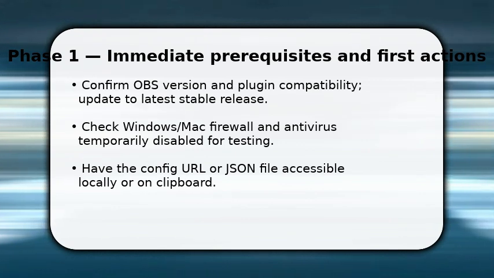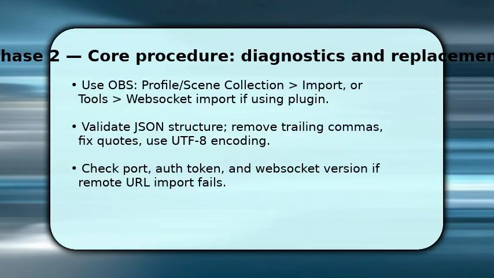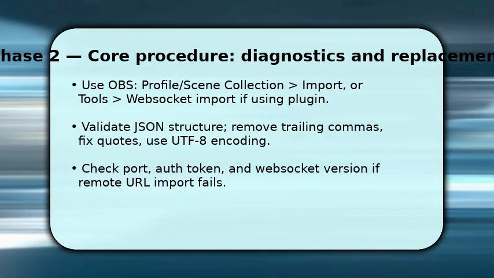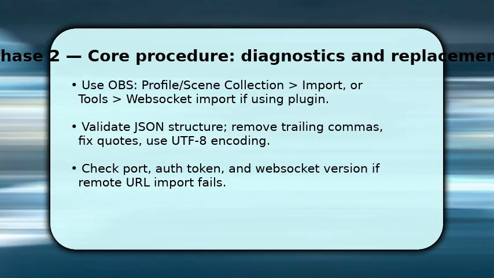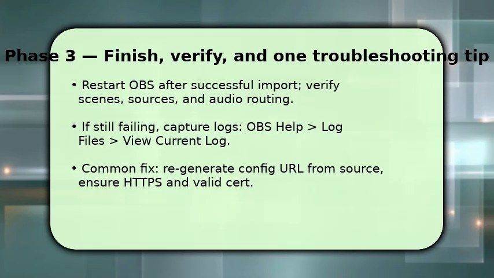You now run the core import process and handle common failures. Open OBS and choose the correct import path, profile or scene collection, or use the plugin's WebSocket import dialog when applicable. If OBS rejects the file, open it in a text editor and validate JSON. Remove trailing commas, correct quotes, and save as UTF-8. If importing from a remote URL, verify the port, authentication token, and WebSocket API version. Mismatched versions often cause failures.